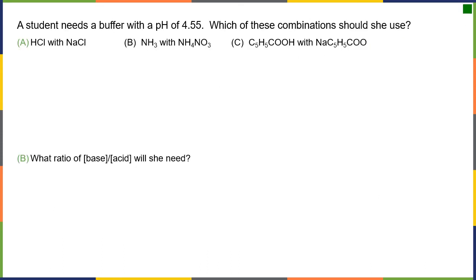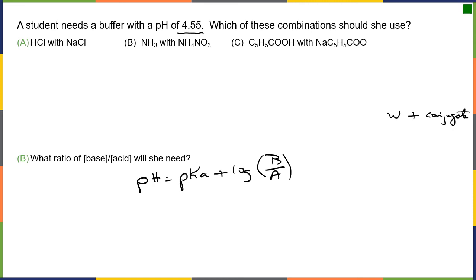So let's make sure we can put this all together. A student needs a buffer at 4.33. Which of these should she use? Well, we know that our buffers have an equation of pH equals pKa plus the log of the base over the acid. So the first thing we are going to need is a combination of a weak acid plus its conjugate base, and then we're going to need a pKa near the pH. Those are our two requirements.